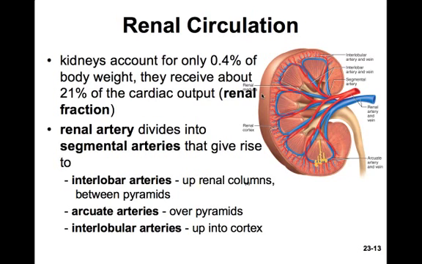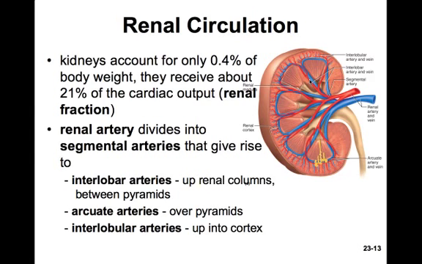So being as the kidney is filtering the blood, there's a fair amount of circulation in the kidney. The kidneys account for only about 0.4% of the total body weight, but they receive about 21% of the cardiac output. That's considered the renal fraction, 21%. So we must have a lot of vasculature to get it there. When the blood enters the kidney, the renal artery divides into segmental arteries. The segmental arteries then give rise each to interlobar arteries.